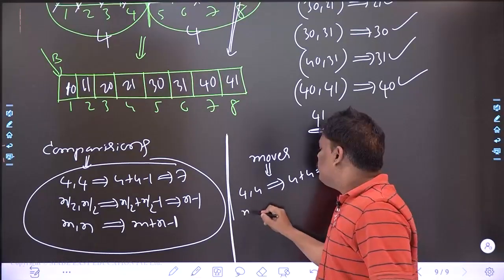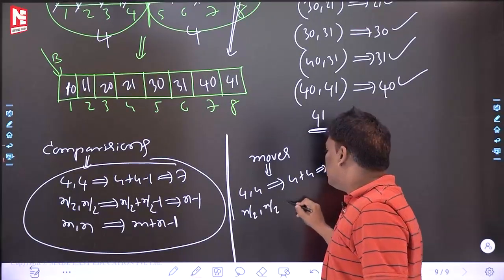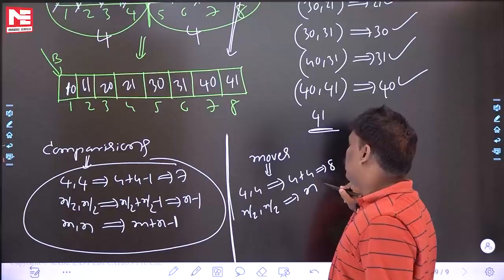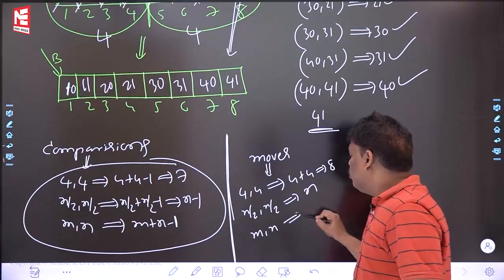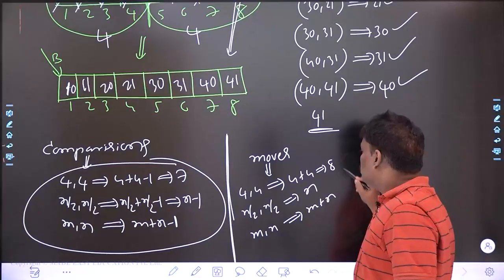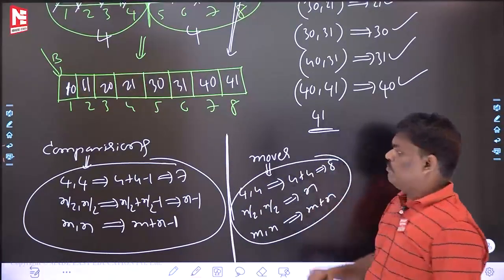Next one. Left N by 2, right N by 2. How many moves there? N. N by 2 plus N by 2, N. Next one. Left M there, right N there. How many moves? M plus N. These are the moves. Right?